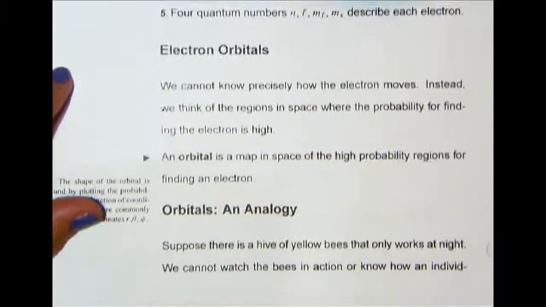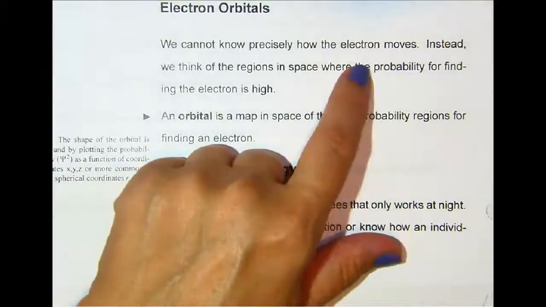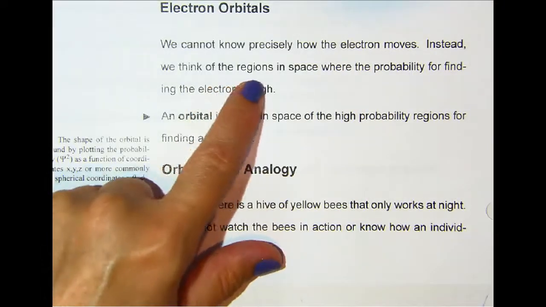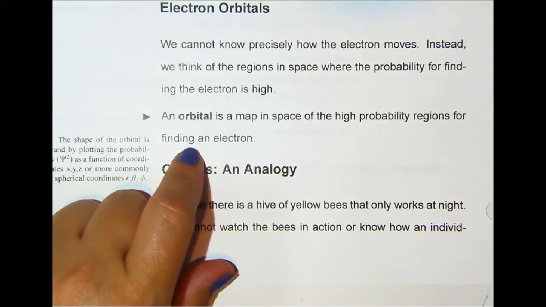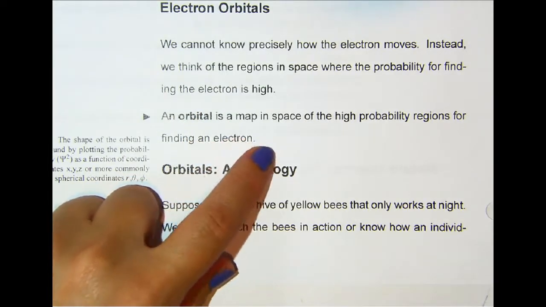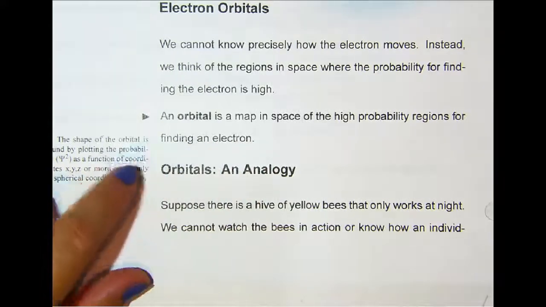Electron orbitals. We cannot know precisely how the electron moves. Instead, we think of the regions in space where the probability for finding the electron is high. An orbital is a map in space of the high probability regions for finding an electron.